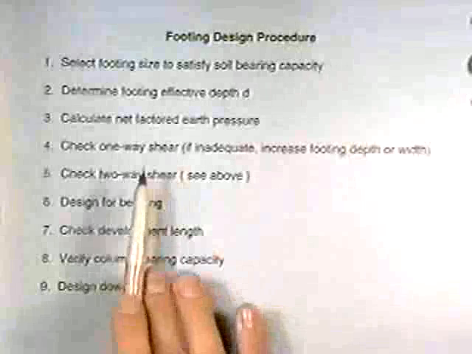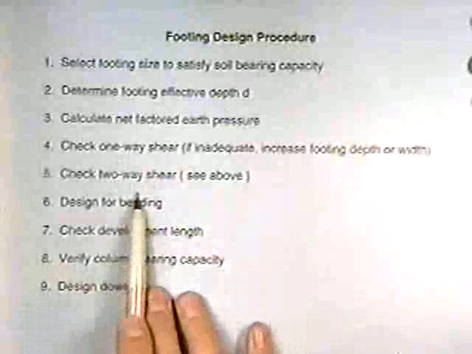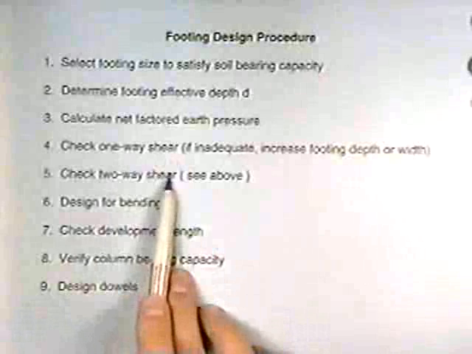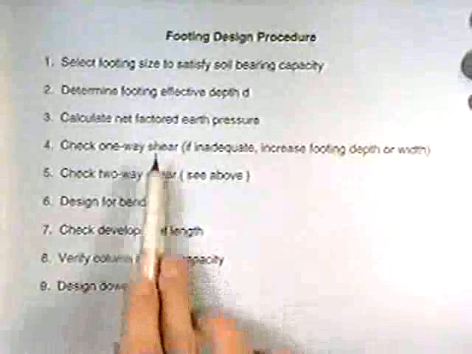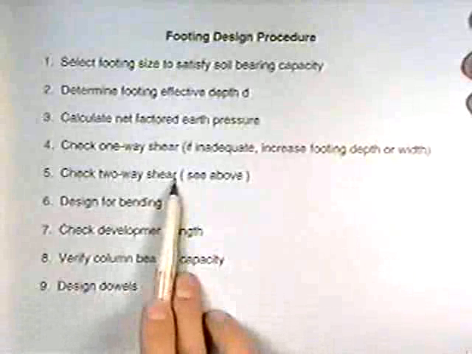Then what you need to do is to determine how deep this footing needs to be. That's this effective depth D. Then you're going to calculate the net factored earth pressure, and this is going to give us the uniform loading Q. And once we know Q, we can check for one-way shear. We find a critical area for shear for both one-way and two-way action, and make sure that the concrete has enough shear resistance so that we can avoid these failures.